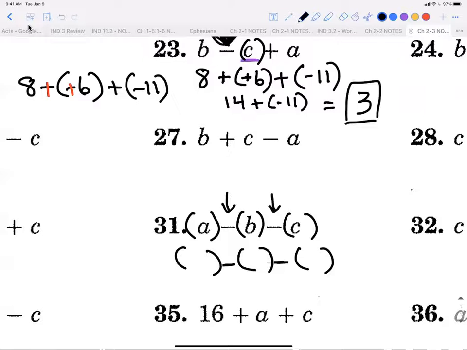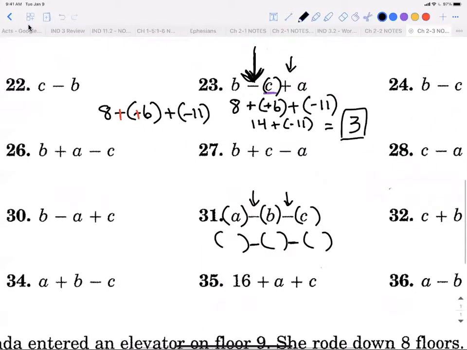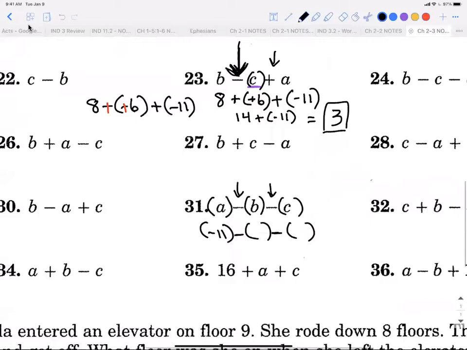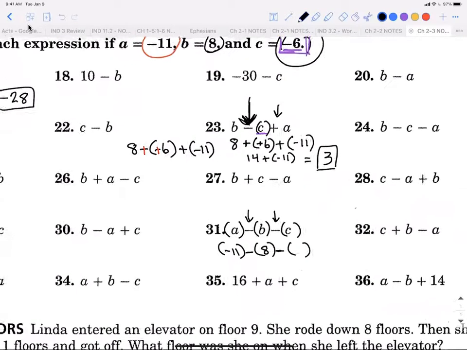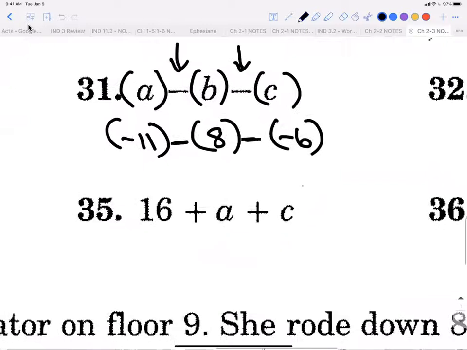And the parentheses, too many parentheses are never going to hurt you. It's when you don't use parentheses that it can really kind of trip you up. So if you want to use parentheses on all of these and make it a lot clearer, I'm fine with that. So A equals what? -11. So A equals -11. B equals 8. And C equals -6. So what I have done here is I've taken the equation A minus B minus C. And now I have -11 minus 8 minus -6.